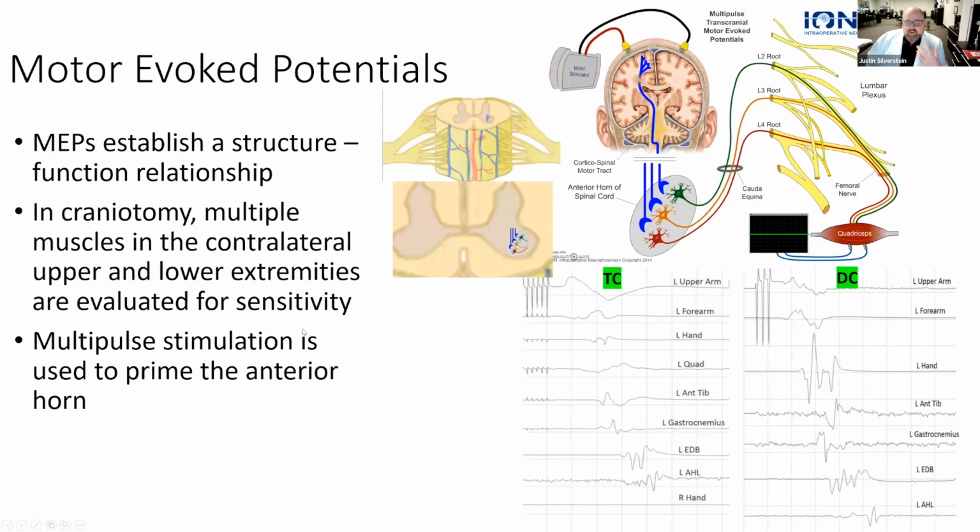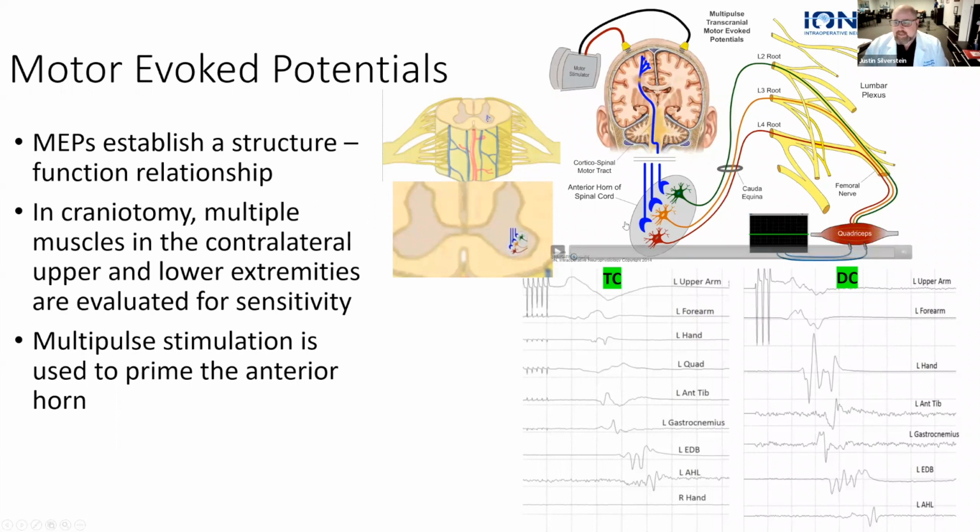So what motor potentials do is they provide a structure-function relationship, and we target multiple muscles contralateral to where the surgeon's working. What you see here, these little blips on the screen, are time-locked responses. That's basically motor function of a patient in the upper and lower extremity, transcranially and direct cortically, and what it looks like on essentially an oscilloscope on a computer screen.